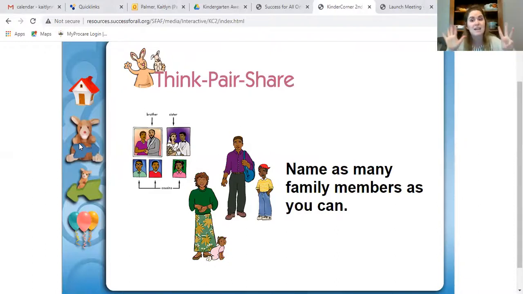I know, I have 8. I have myself, because I'm part of the family. I have my mom, my dad, my brother, my sister, my husband, my son, and my daughter. So far, I've counted 8 people in my family. See if you can count how many people are in your family.